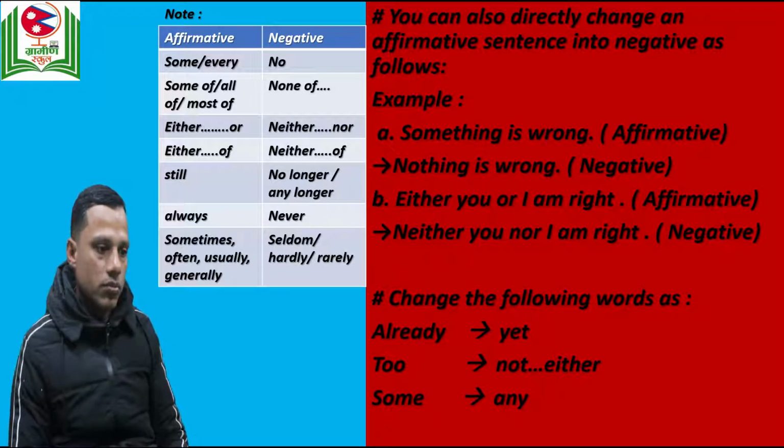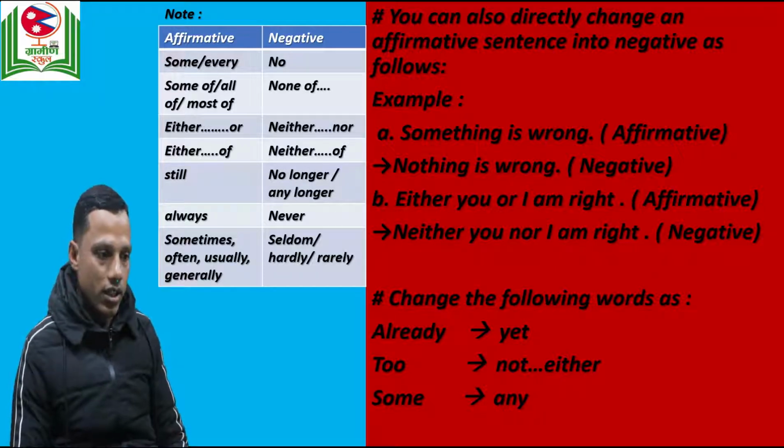Now for more information, you can follow the words given in this table. Under affirmative we have some words over here, and then under negative, you can see the words that are changed. Under affirmative you can see the words like some, every, some of, all of, most of, either or, either of, always, sometimes, often, usually, generally, yes. These words can be in the given sentence, and you can simply change them.